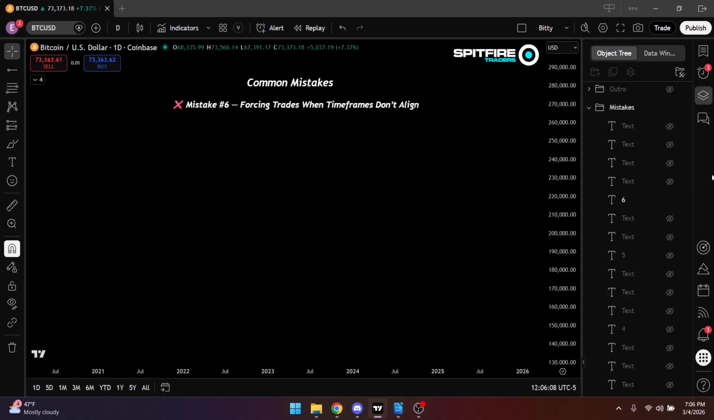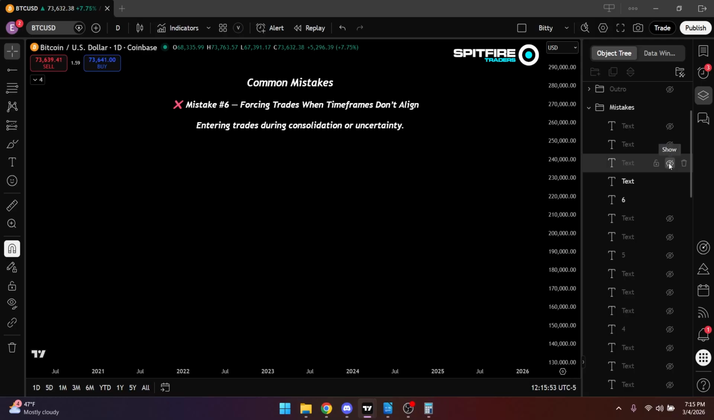Mistake number 6. Forcing trades when timeframes don't align. Another common mistake: entering a trade when the timeframes are telling different stories. For example, the daily chart might be bullish, but the 4-hour chart is currently trending down, and the 1-hour chart is moving sideways. In this situation, the market is not giving a clear signal yet, but you still try to force a trade because you feel like you need to be in the market. This usually leads to entering trades during consolidation or uncertainty, which is where the market becomes the most unpredictable.